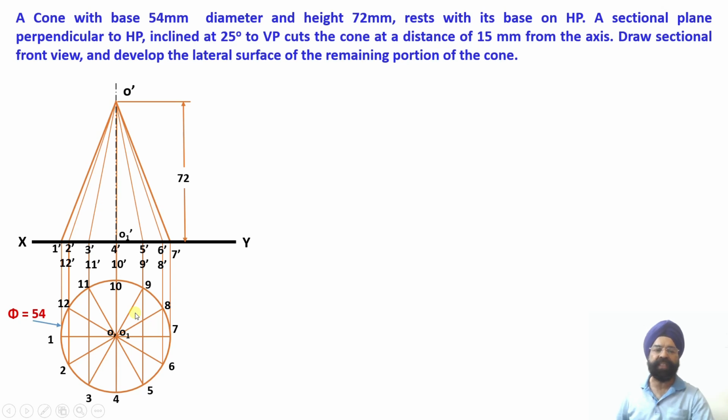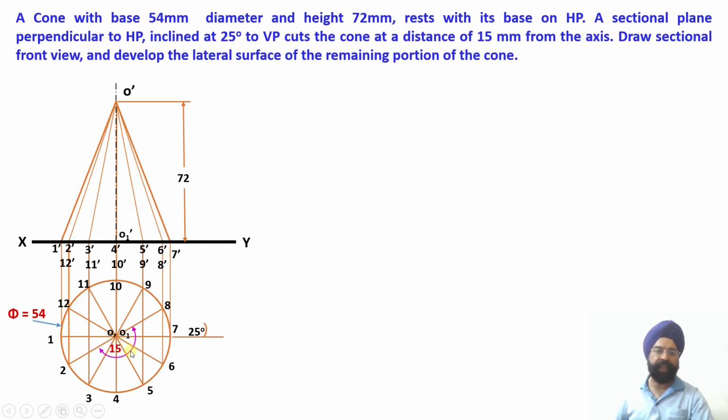Now let us see how this cutting plane, which is inclined with respect to VP at an angle of 25 degree, works. There is a sectional plane which is perpendicular to HP and inclined to VP at an angle of 25 degree. So what's the name of this plane? The name of this plane is auxiliary vertical plane, so we call it AVP. So an AVP is going to pass through this particular cone at a distance of 15 millimeter from the axis.